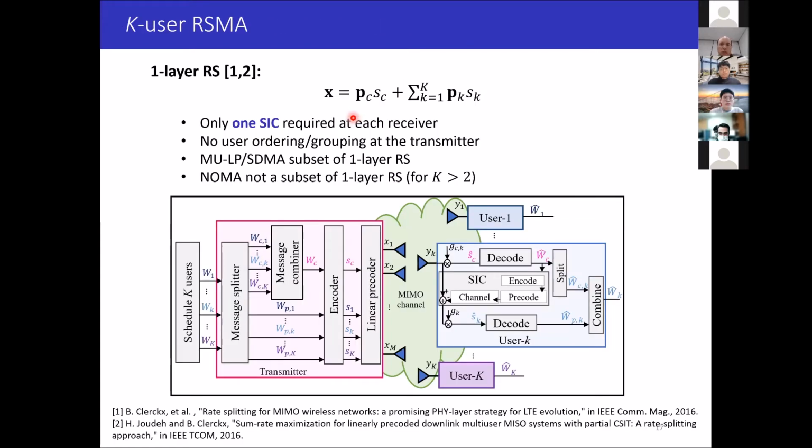Right, so if you have K users, you can extend that. Now you have K messages here, and for those K messages, you create K+1 streams. So you end up with K private streams that are linearly precoded, plus 1 common stream that comes from the split of those K messages. And so you have parts of those unicast messages that have been encoded into the common stream. And you can adjust how much you split each of those messages.